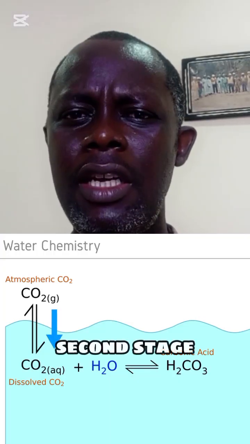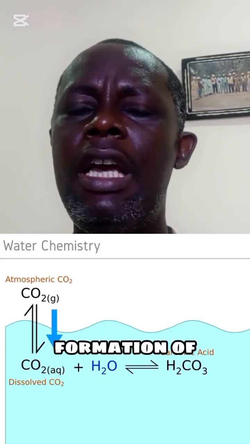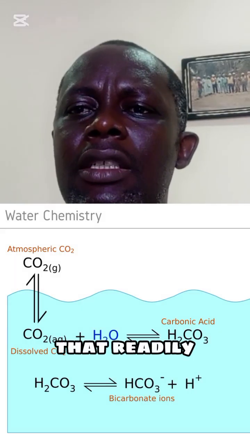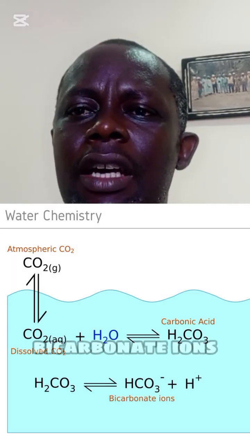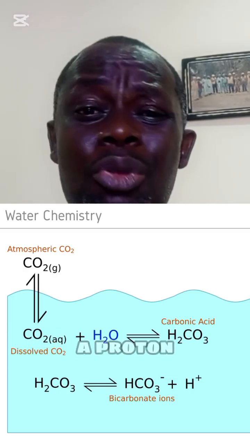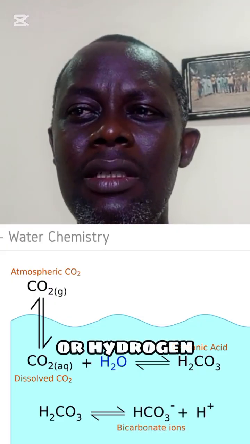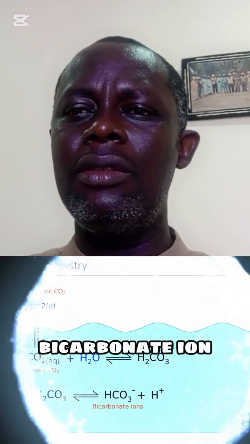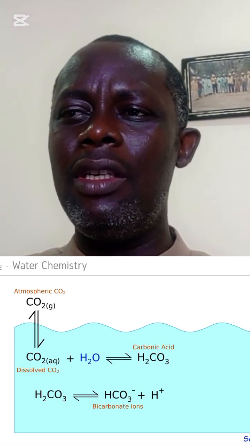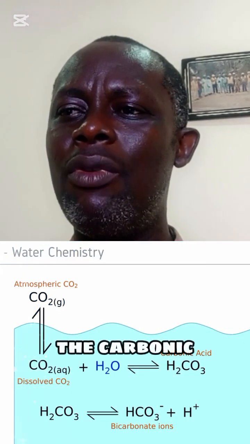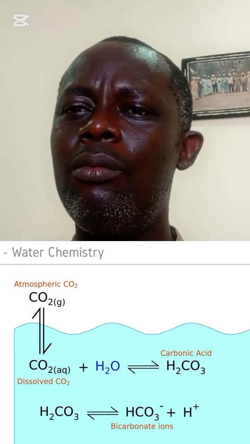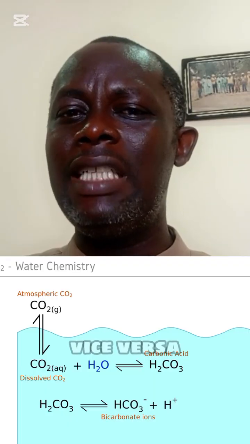Now, the second stage is the formation of bicarbonate. Carbonic acid is a weak acid that readily dissociates into hydrogen and bicarbonate ions. So basically, carbonic acid releases a proton or hydrogen to form bicarbonate ion. And this is a reversible reaction. The carbonic acid can be converted to the bicarbonate ion and vice versa.